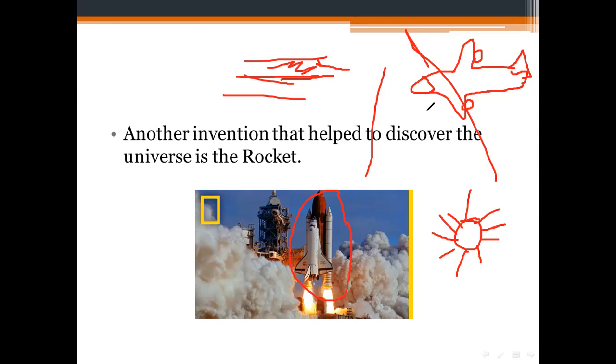Robert H. Goddard, an American professor and physicist, was the first person to create and build a rocket. He managed to launch his first rocket along with his team in 1926. So the first rocket was made by Robert Goddard in 1926, an American scientist. Okay, this is how we discovered the rockets of today.